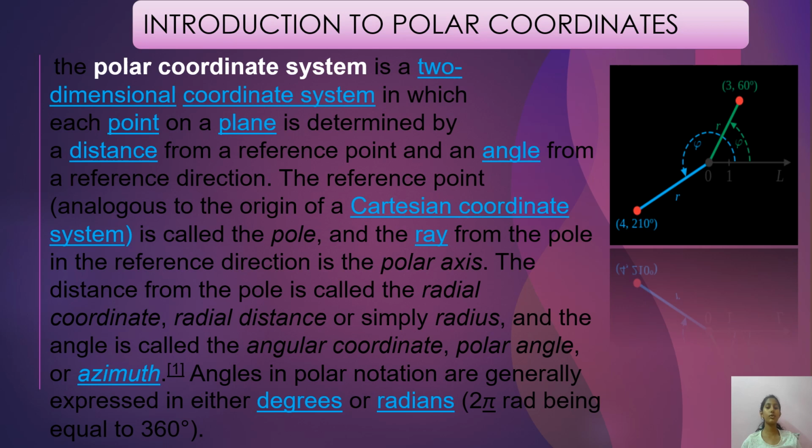The distance from the pole is called the radial coordinate, radial distance, or simply radius, and the angle is called the angular coordinate. Polar angles or azimuth angles in polar notation are generally expressed in degrees or radians, 2π rad being equal to 360 degrees.